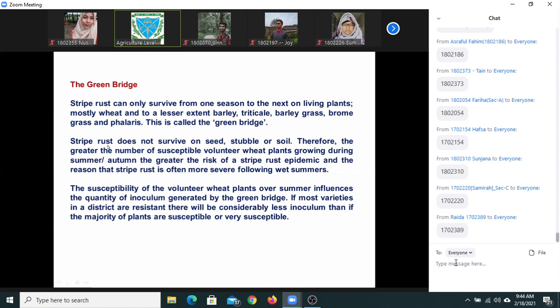So as I say, stripe rust doesn't survive on seed, stubble, or soil. So you see, they basically need to survive on the susceptible volunteer plants in the absence of the host to transfer to the next crop season. So that is called green bridge. The plants that help Puccinia striiformis to infect the next season crop are called green bridge.